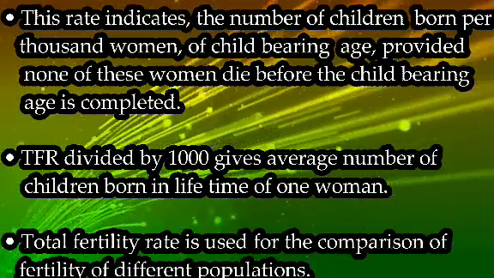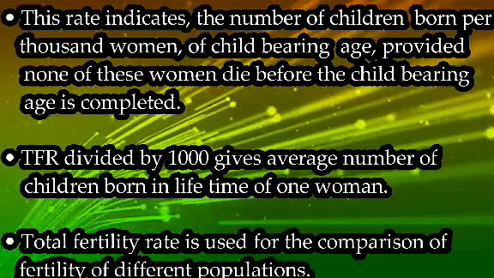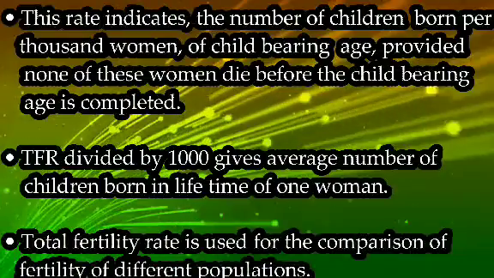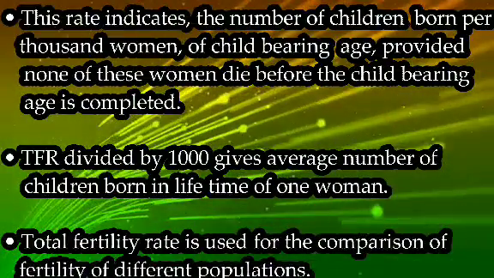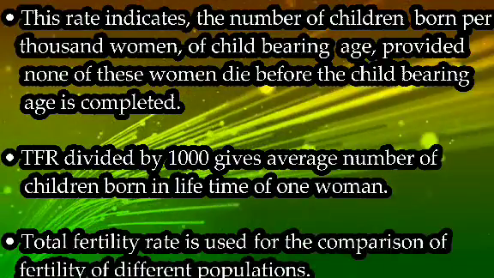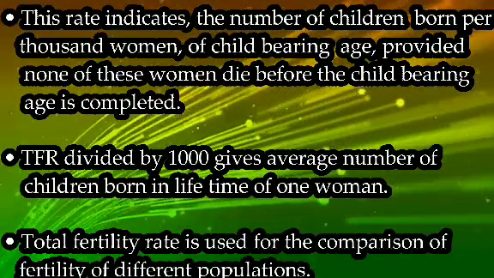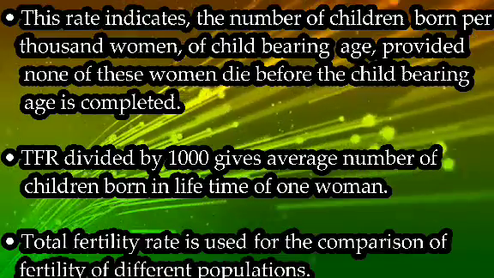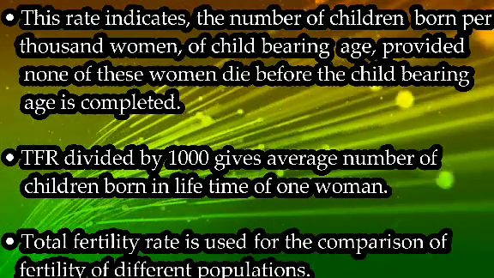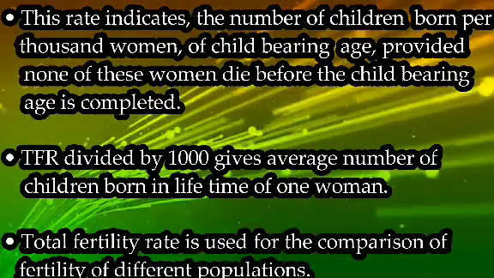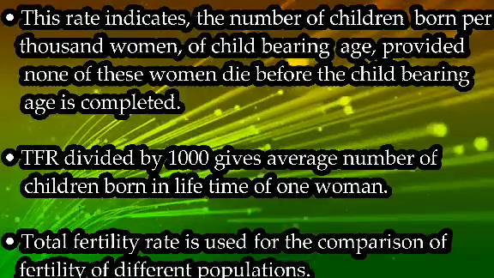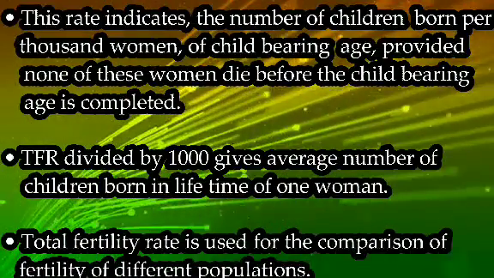Total fertility rate is the only measure of fertility which can be used for comparing the fertility of different populations, which means by using TFR you can compare the fertility rate of different populations. For example, consider locality A and locality B. There are two different localities, A and B. Find the birth rate for the first locality, similarly find the birth rate in the second locality, and then you can compare the birth rate.